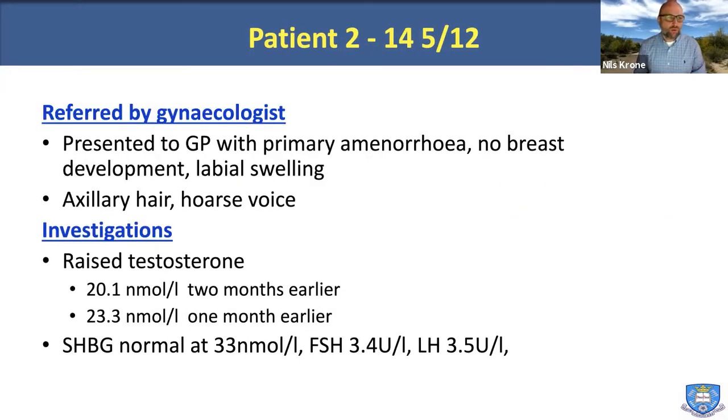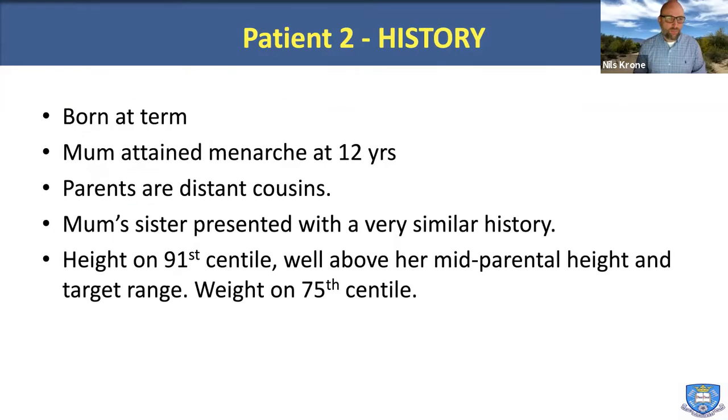Okay, to give you a few other examples and a bit of other flavor of diagnostic pathways, this is someone who has been referred by a gynecologist with raised testosterone, really high testosterone, couldn't believe it the first time, so this is good male levels, and LH and FSH not very high. This individual was born at term, mom had menarche at 12 years, parents were distant cousins, and there's a mum's sister presenting with a similar history.